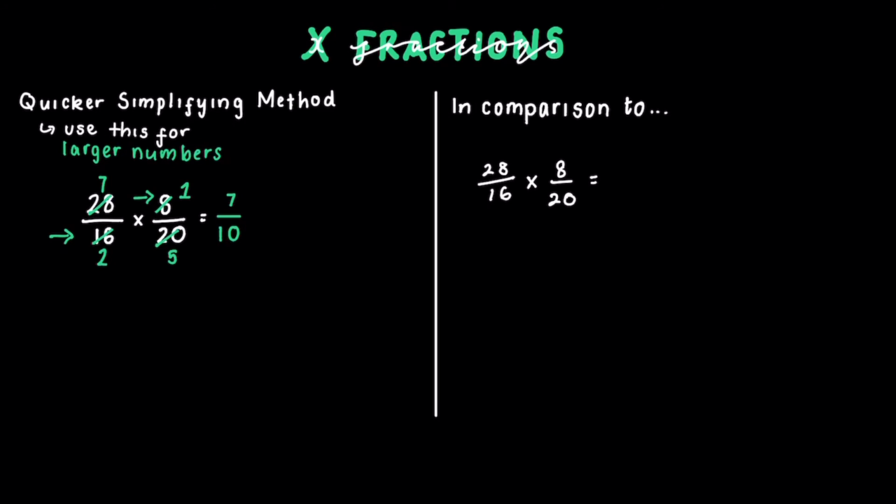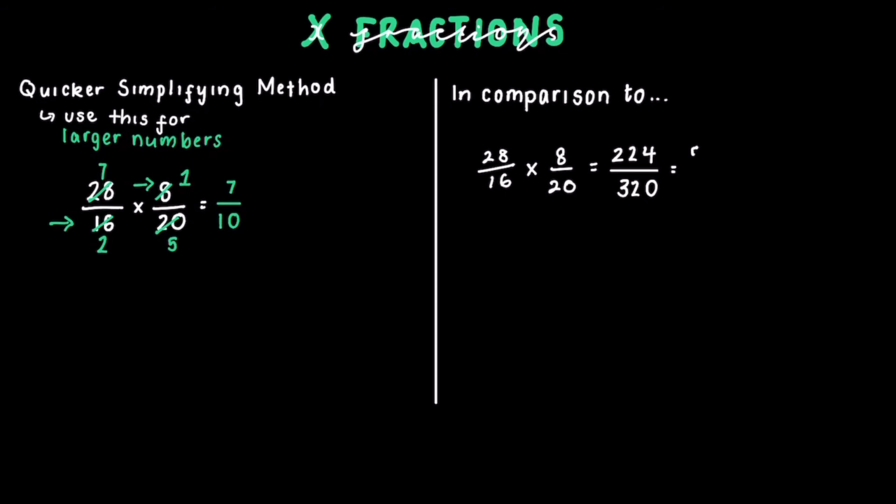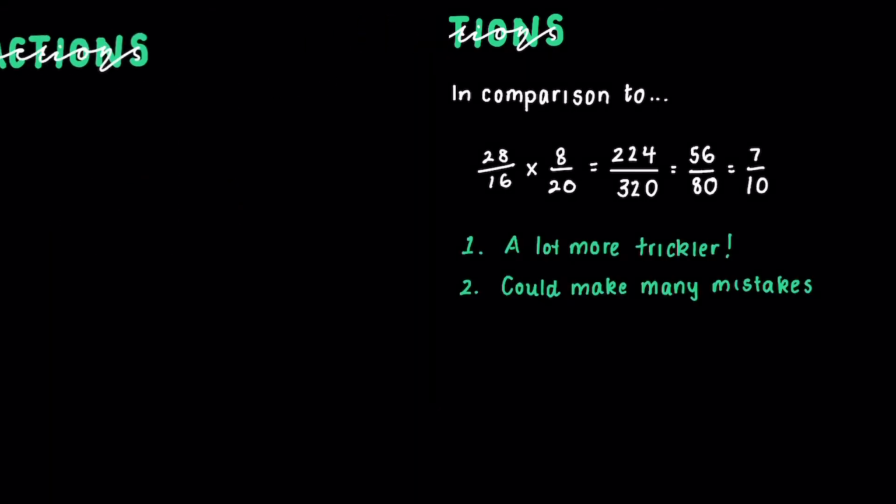Now, looking at the other method, where we just multiplied across without any of the crossing out and simplifying, if we use the exact same question we used as before, you can see it's a lot longer and harder process. We're having to times 28 by 8 and 16 by 20 and simplify that further and further until we get the simplest fraction. And that can lead to quite a few mistakes and quite large numbers, simply because you're making the whole question harder for yourself when you could have simplified the smaller numbers at the beginning.